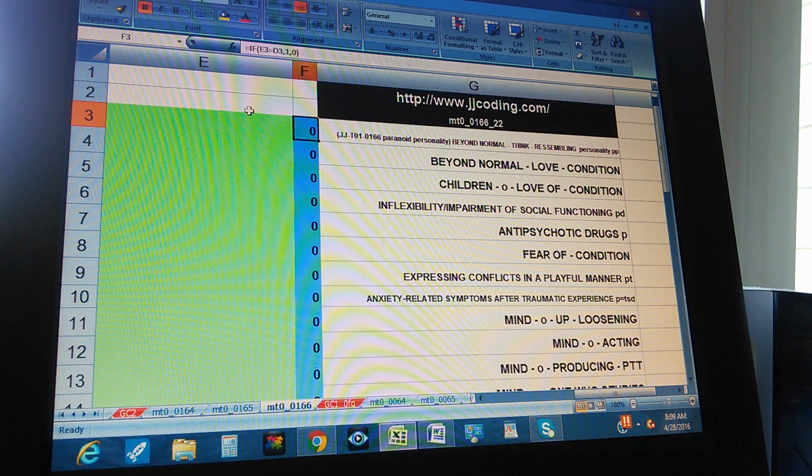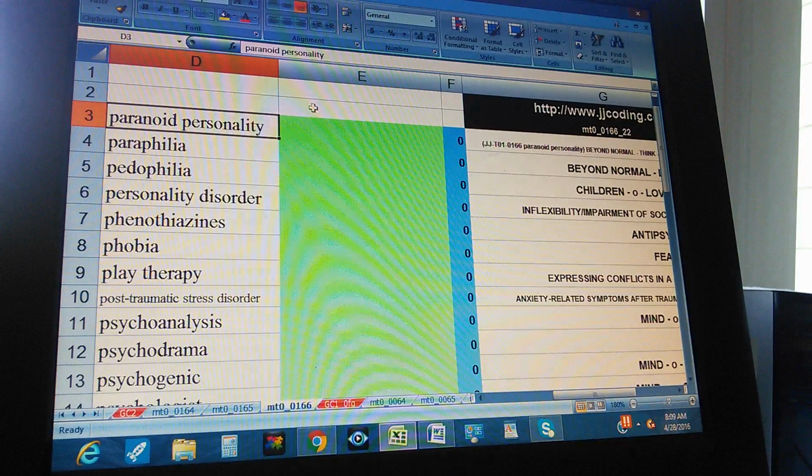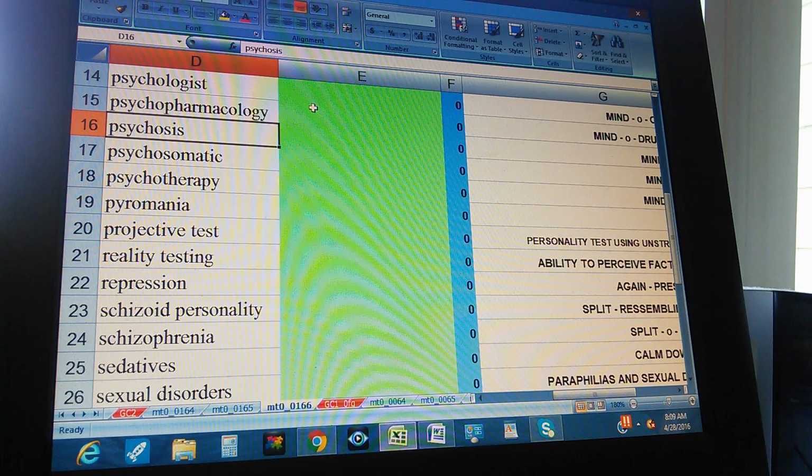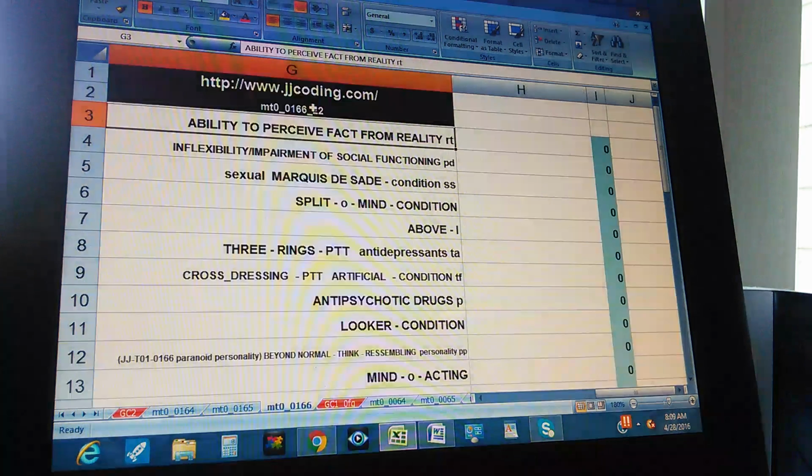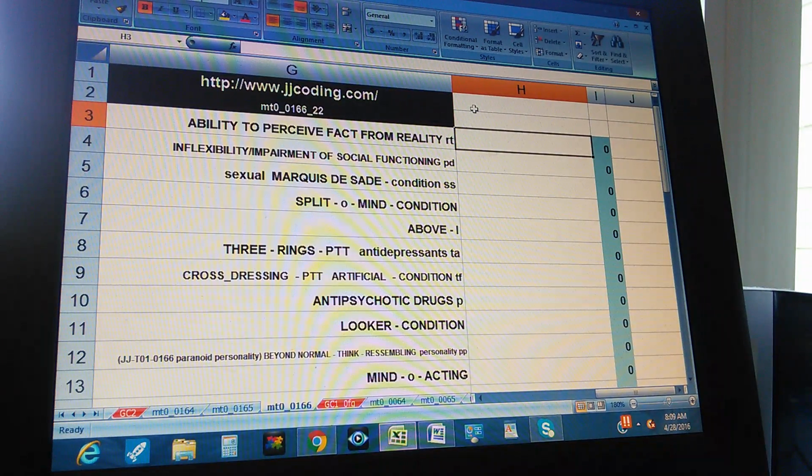Can you see it? Electroconvulsive therapy. Okay, let's do it one more time. Electroconvulsive therapy, and that's for electricity to treat major depression. All right, let's do the third one now.